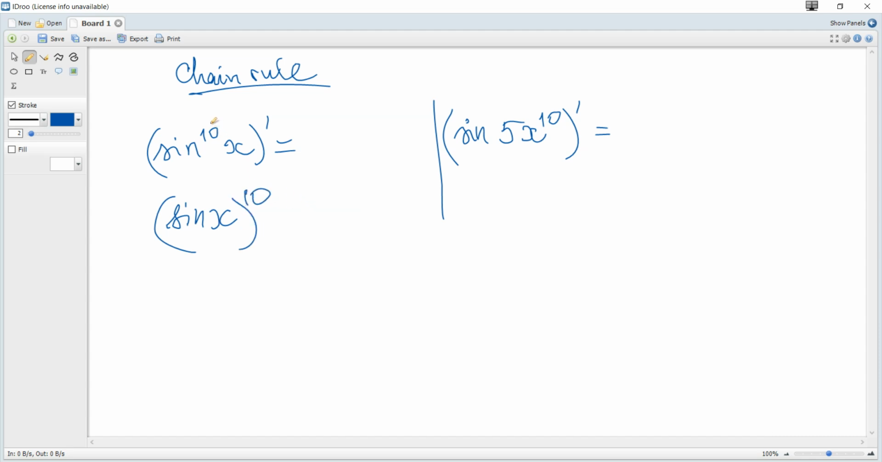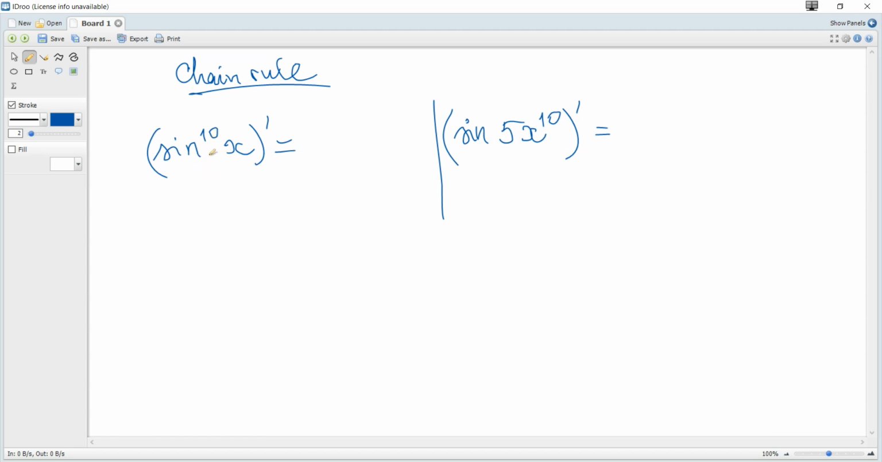We just write the power here, don't write brackets and don't write the power here. Or it may be a function without power, which means raised to the power 1, but with a more complicated argument, meaning something different than x.